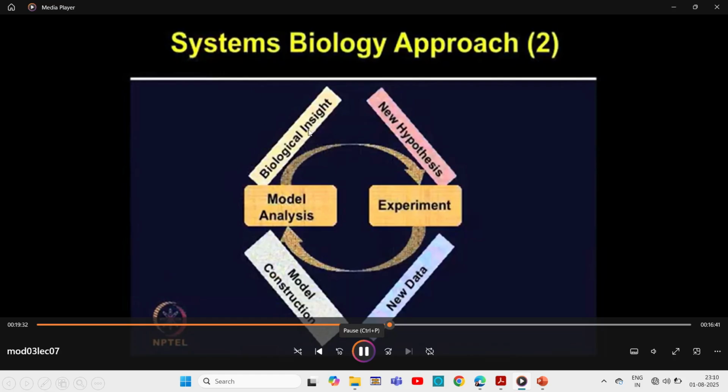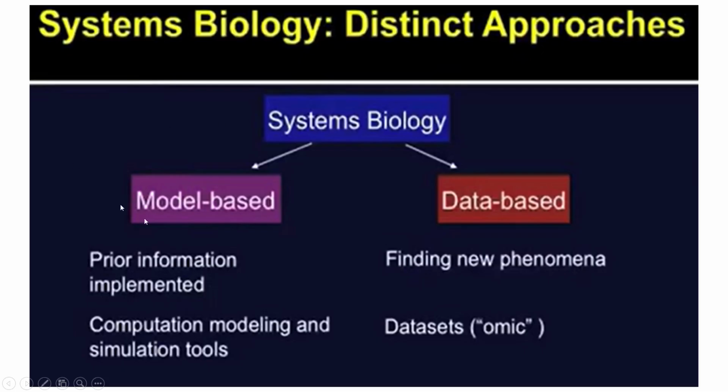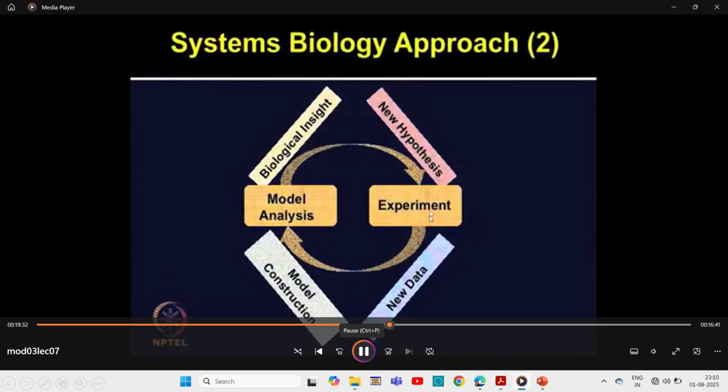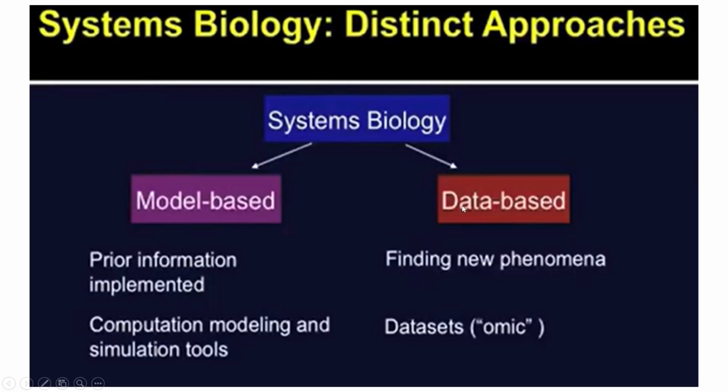Then by doing model analysis, you will end up getting certain answers or conclusions out of it. So basically, that needs to be proven again by doing a certain experiment. So that's how the cycle goes on in terms of systems biology. So it can be model based or data based, as we just tried to understand. So experimental is data based.